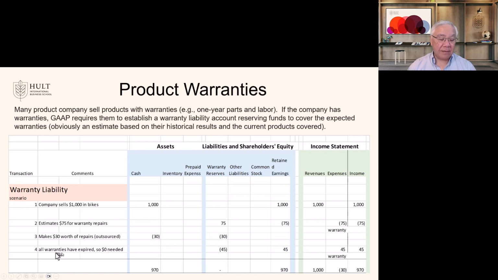And finally, all warranties are expired. So out of all those bikes we sold, there was only that one problem. So we had 75 minus 30, or 45 left over. We don't need it anymore. So we can then reduce a liability, because there is no more liability, and we'll actually have a positive item as an expense, because we're essentially reducing the expense that we may have overcharged at the time of establishment of that reserve. So that is the life cycle, if you will, of a product warranty.